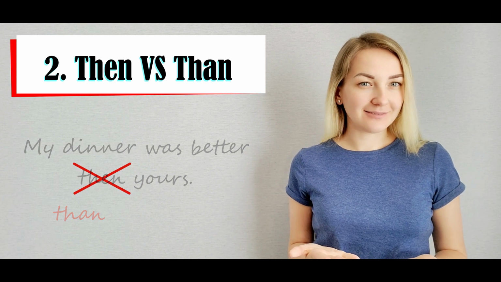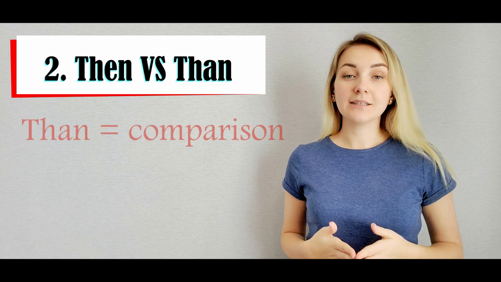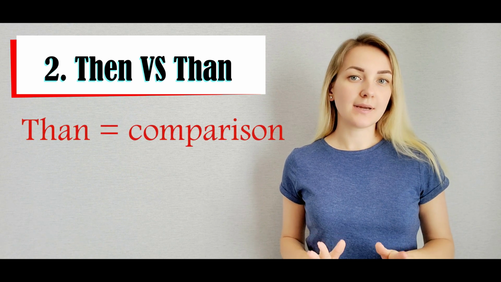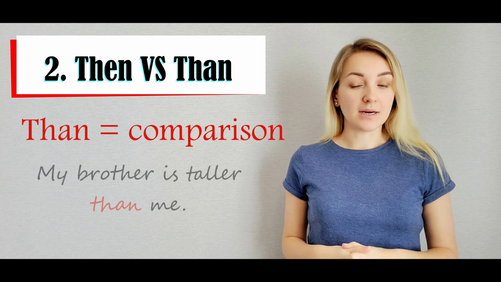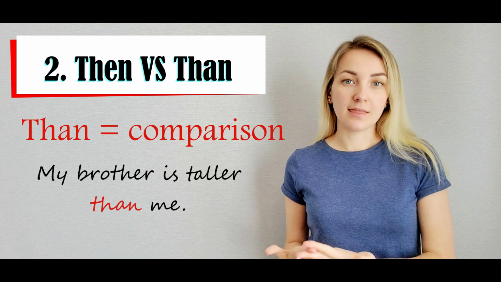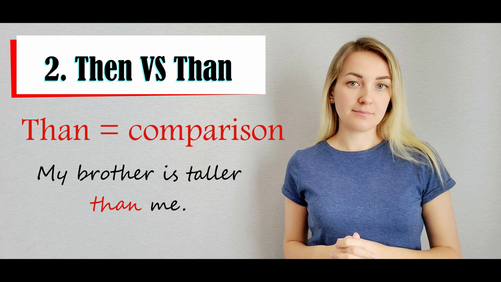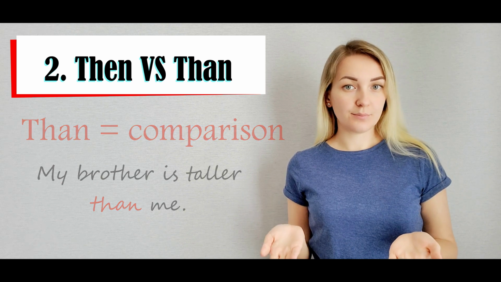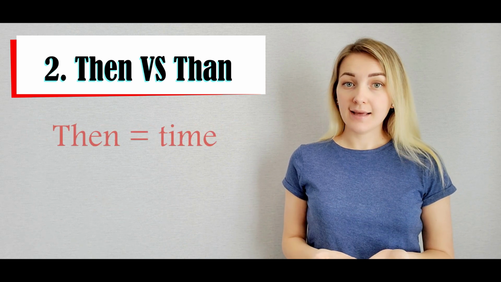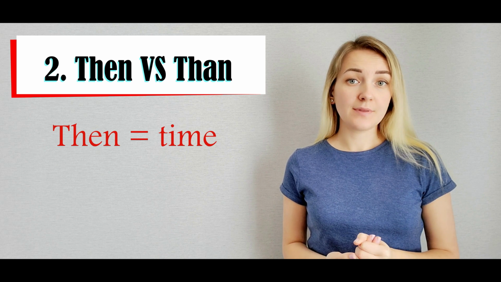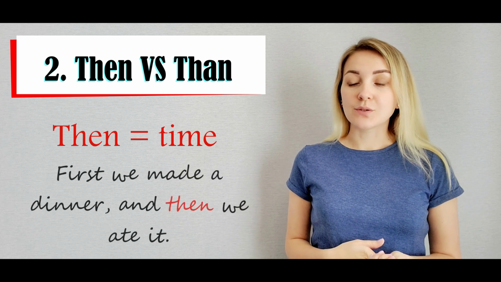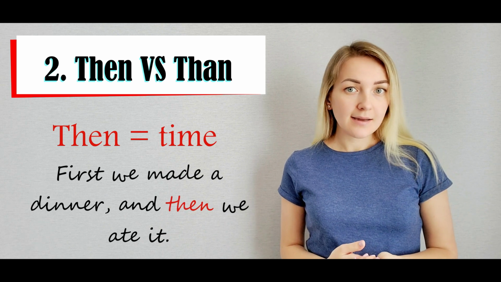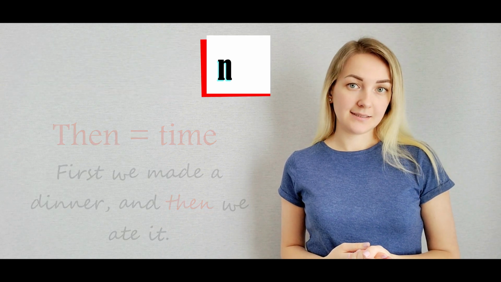But why? The word than is a conjunction used mainly to make comparisons. For example, my brother is taller than me. So I compare myself to my brother. And then is mainly an adverb that we use to situate the time. First we made a dinner and then we ate.